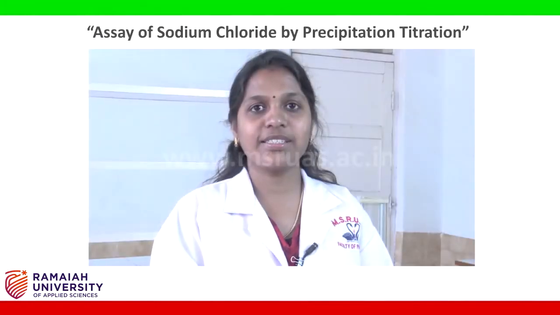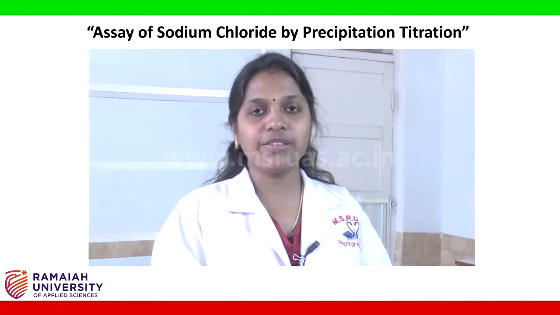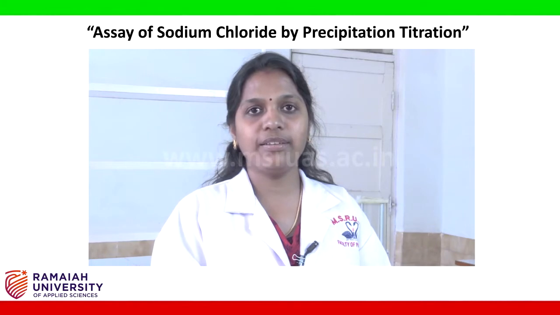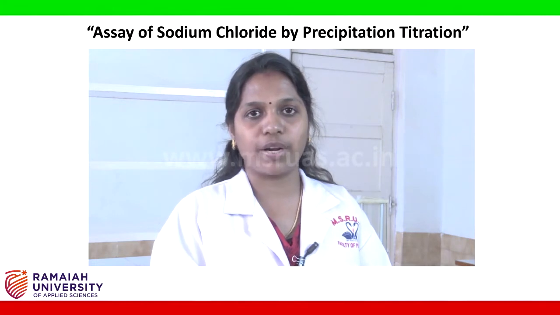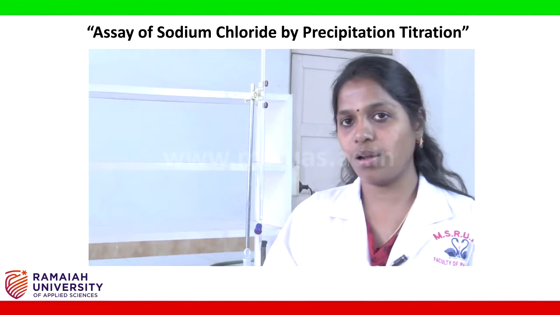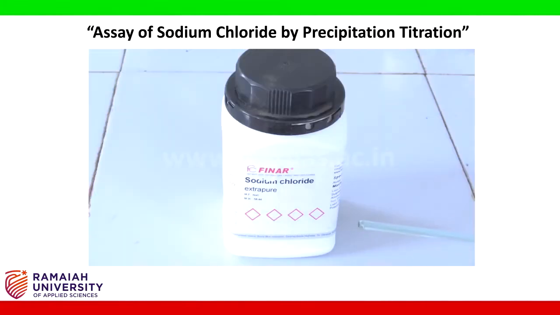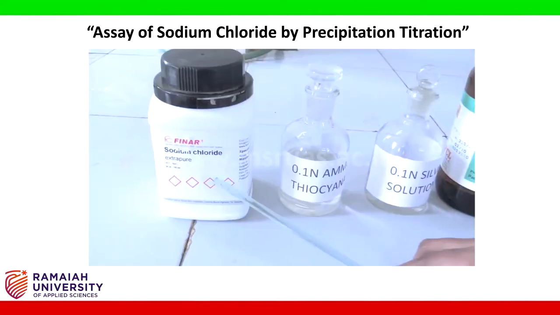Hi students, title of the experiment: Assay of sodium chloride. Aim of the experiment: to determine the percentage purity of a given sample of sodium chloride. The chemicals required for this experiment are sodium chloride. This is the sample for which the percentage purity is to be determined.